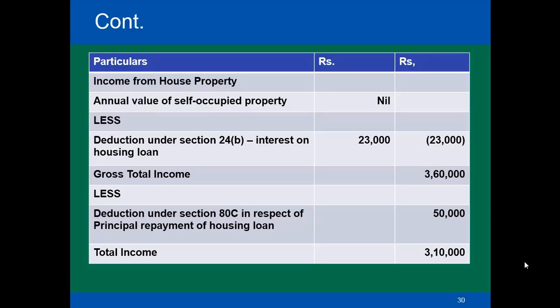Now we are going to compute his income from house property. Now in the additional information it is given that housing loan principal repaid during the year was rupees 50,000 and it relates to a residential property occupied by him. Interest on housing loan was rupees 23,000 and housing loan was taken from Canara Bank and these amounts were not dealt with in the profit loss account given above.